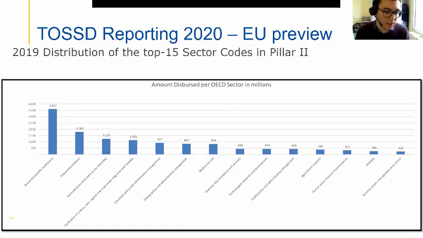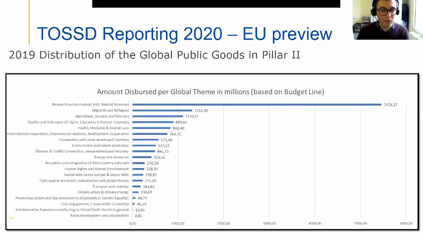You have research and scientific institutions, which are the biggest, again, because of this focus on research and innovation. Telecommunications also score high, administrative costs, which are a part of TOSSD, about 5% for the EU. Migration, also important, education, fishing, etc. And then finally, when we look at it from a support to global public goods perspective, you clearly see that the front runner in this respect is research and innovation, again, because of this important role that the EU plays in this area.